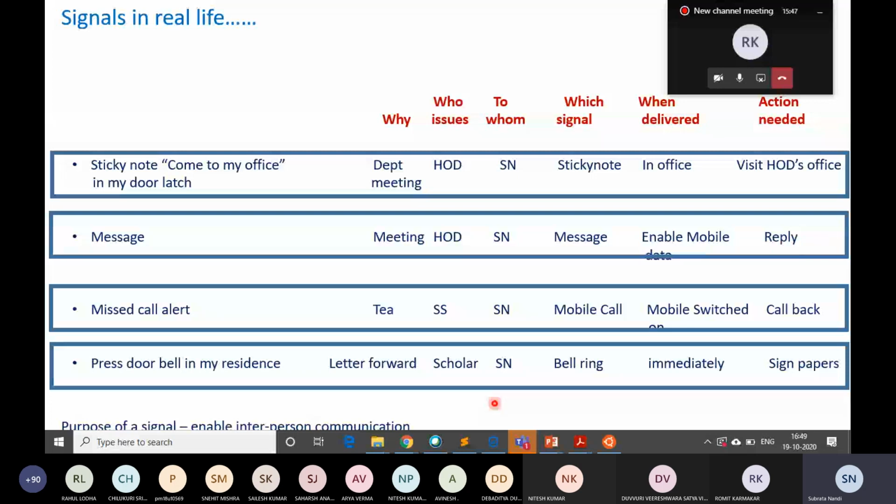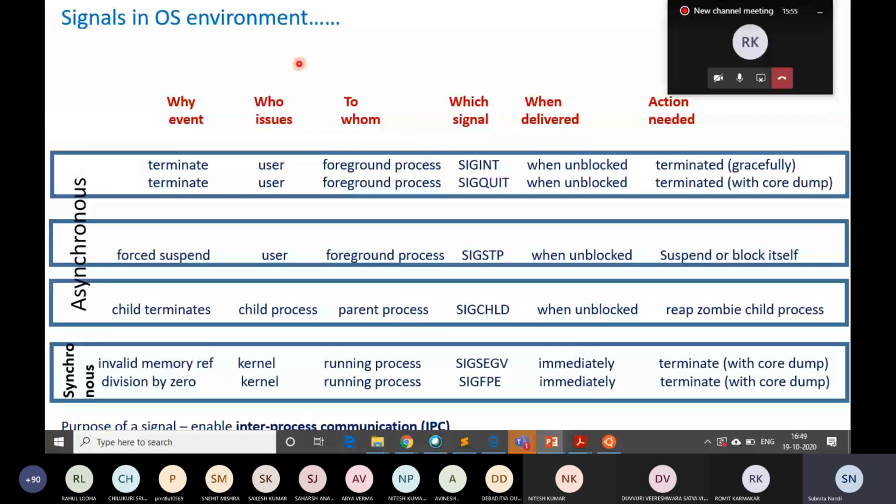These are examples of signals in real life, and in the operating system environment also there are many such instances where signals are generated, they are issued, and mainly intended for some particular process or a set of processes. Once the processes receive those signals, they are supposed to take some actions. There are defined actions. They may opt to ignore the signal, or in some cases the processes may want to override that particular action.